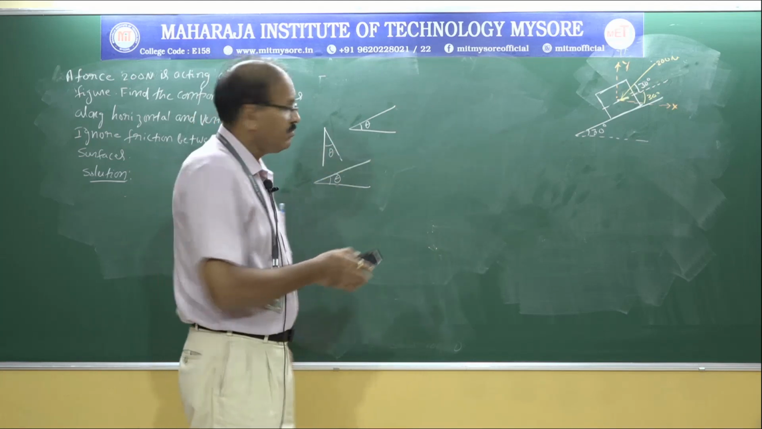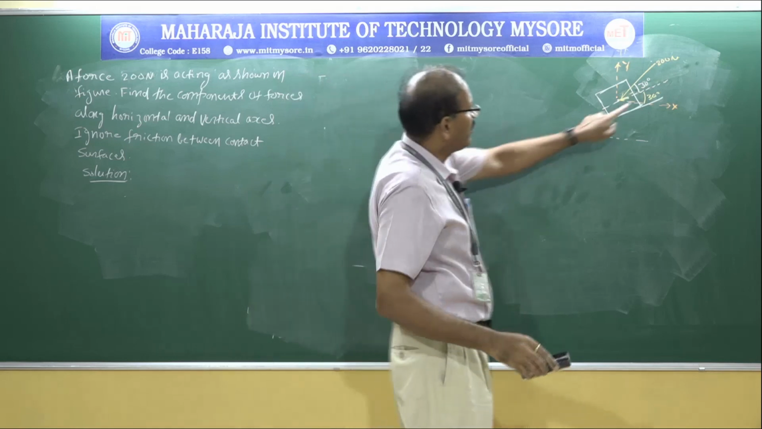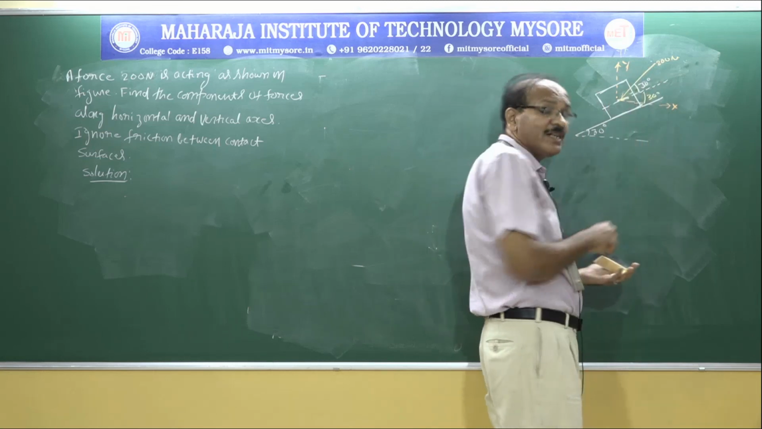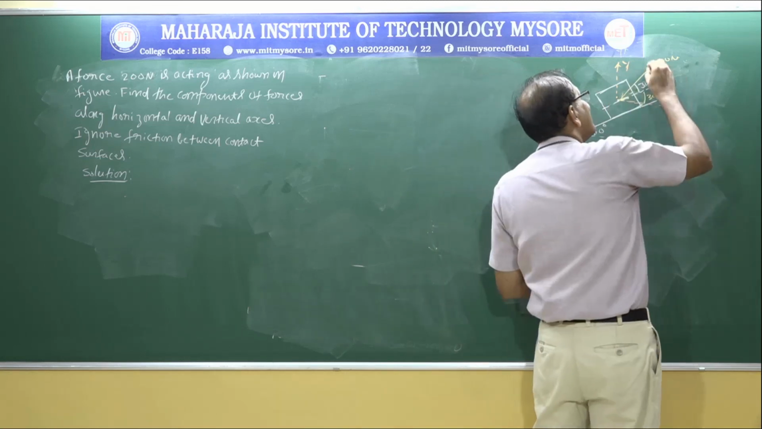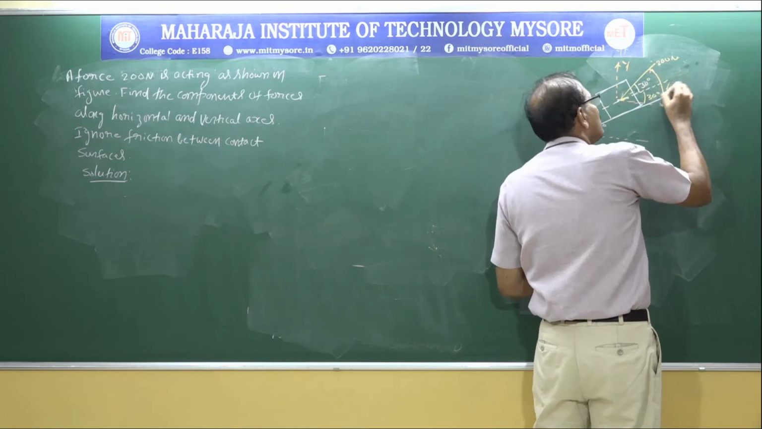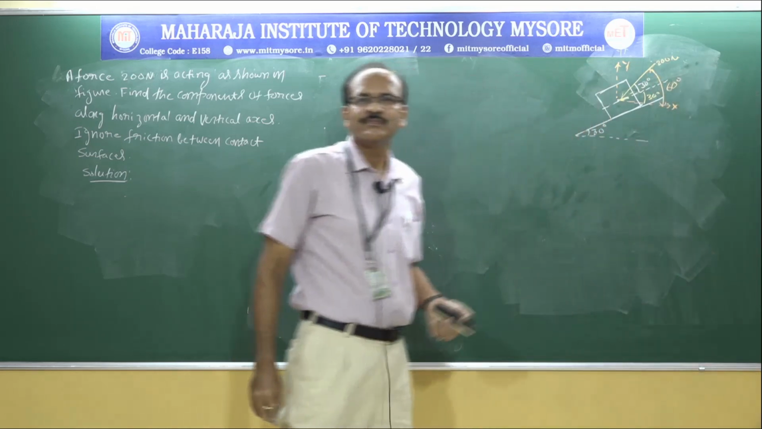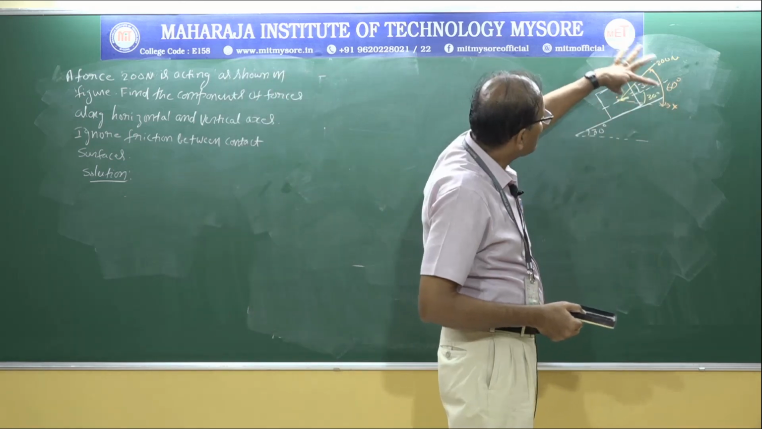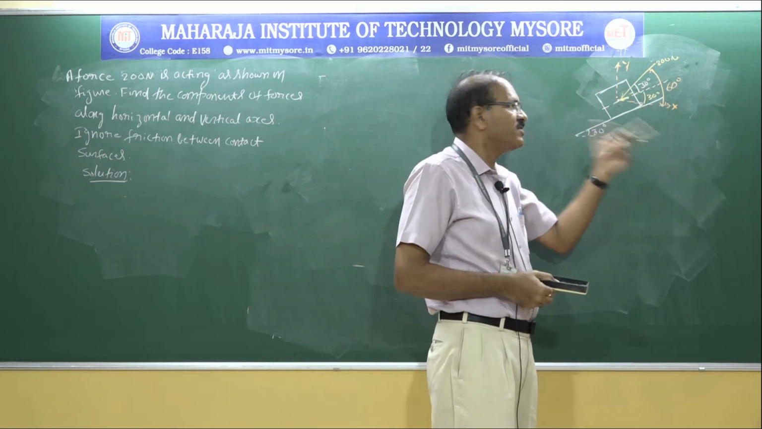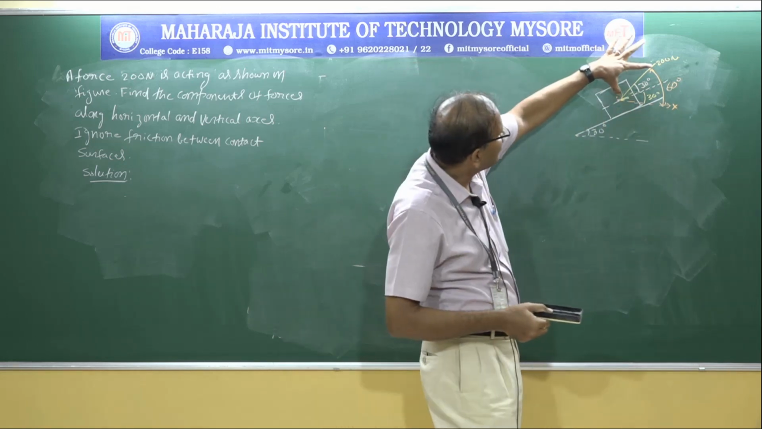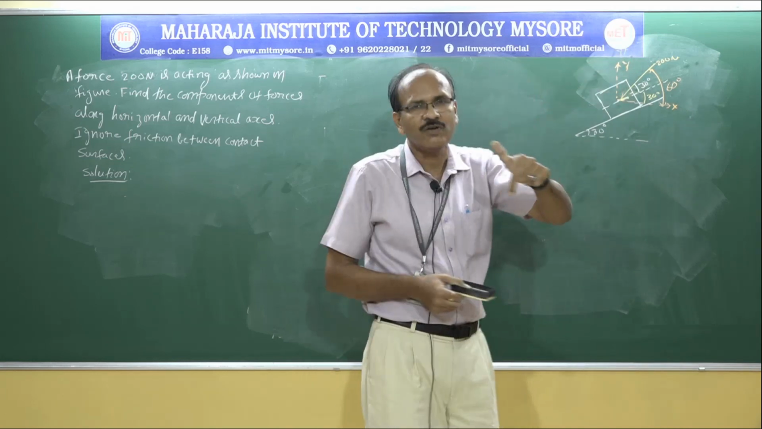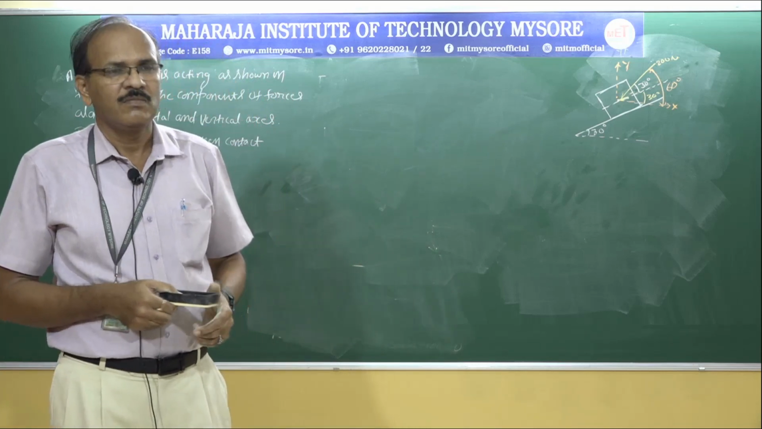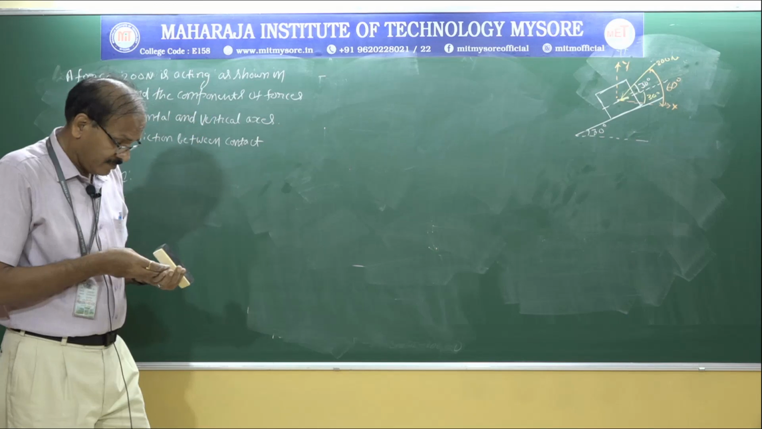Next, coming back to that problem. We know this is 30, this is 30. So what is the angle the force makes with respect to the horizontal? That is 60 degrees. Once we know this angle, 200 cos 60 acting to the left is the horizontal component, and 200 sin 60 acting downwards is the vertical component of the 200 Newton force. I hope this is clear.